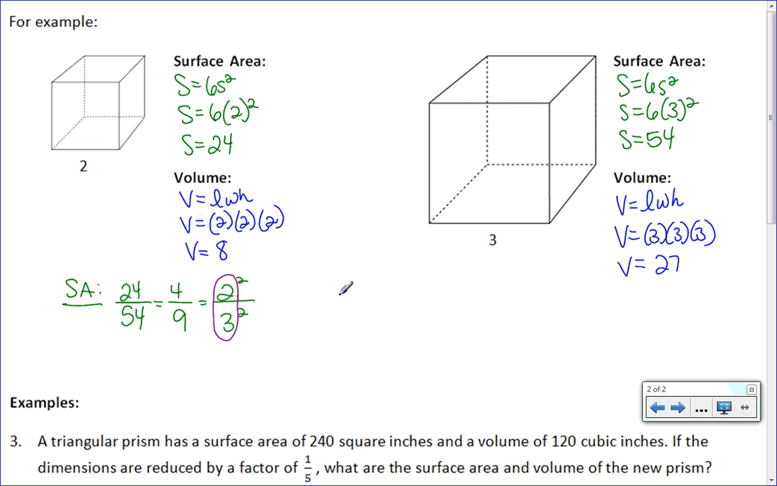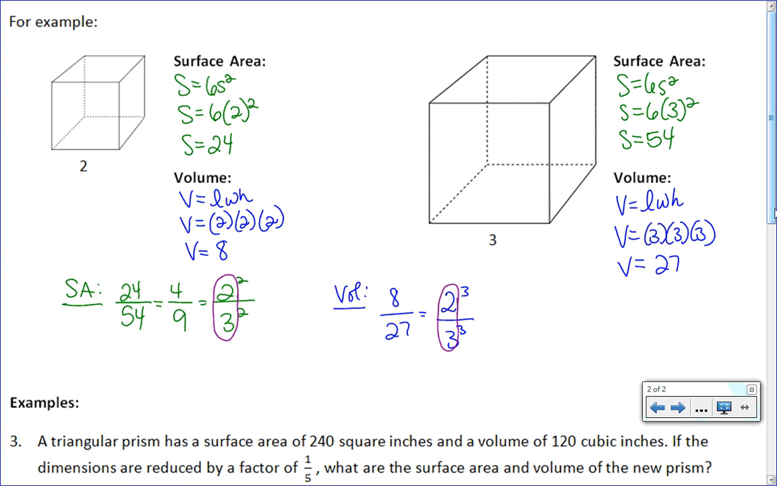So just like we did with surface area, let's see what sort of relationship they have for volume. So the ratio of the small volume to the large volume is 8 to 27. Now we can't reduce this at all, but we see that 8 over 27 is not equal to 2 over 3. But 8 is 2 cubed, and 27 is 3 cubed. And again, just like with surface area, you see that 2 to 3 ratio show up in here, but the volumes don't have a ratio of 2 to 3, they have a ratio of 2 cubed to 3 cubed.